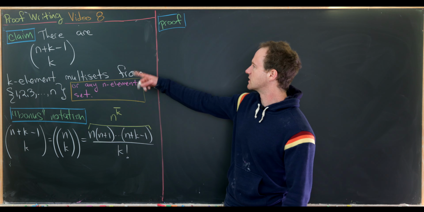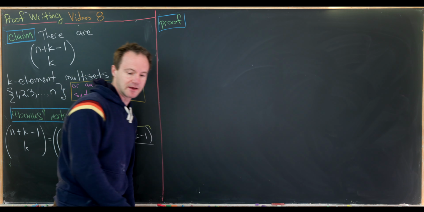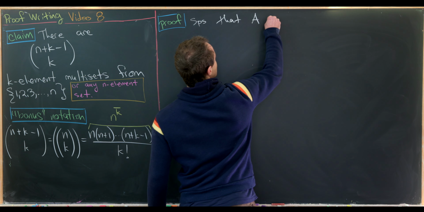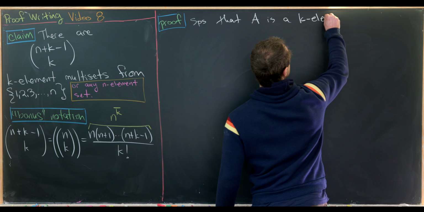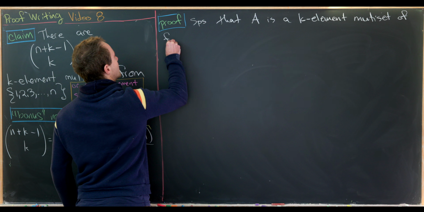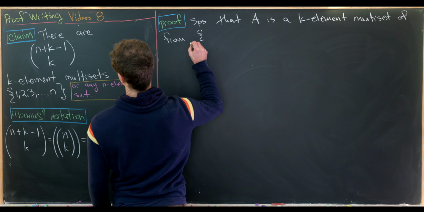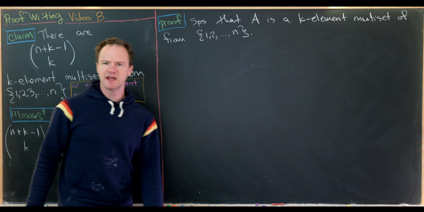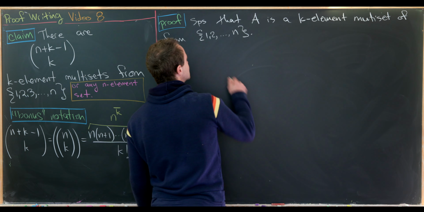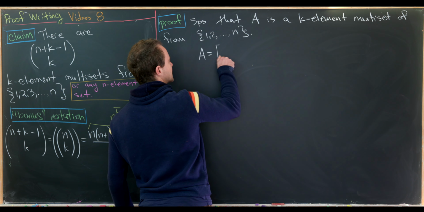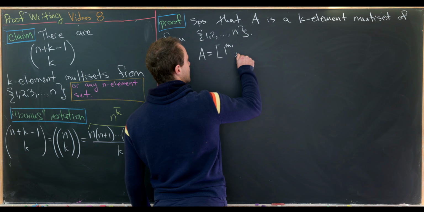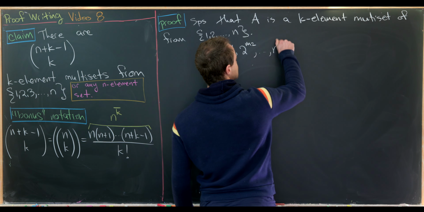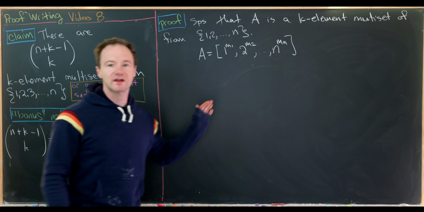Okay, so let's do a little bit of a proof of this claim. Let's suppose that A is a k-element multiset from the set containing 1, 2 up to n. Now I'm going to introduce some notation for A. So I'll write A as follows. It's going to be the multiset 1 to the m1, 2 to the m2, all the way up to n to the mn. Those don't really mean exponents.